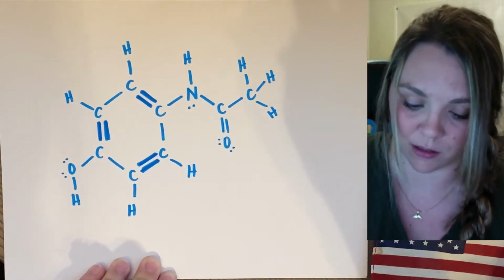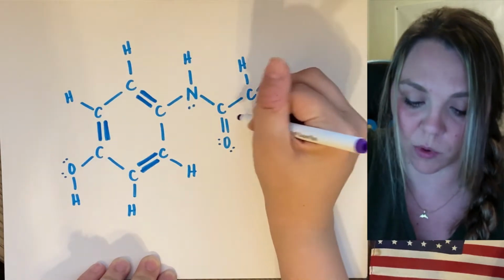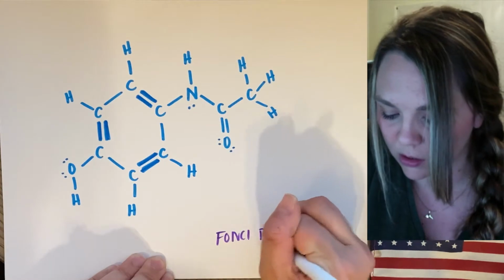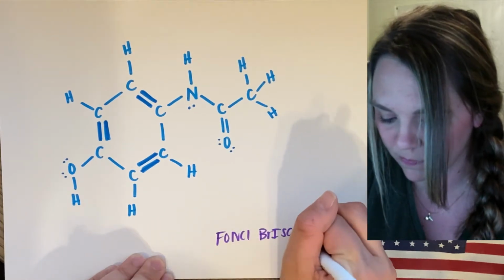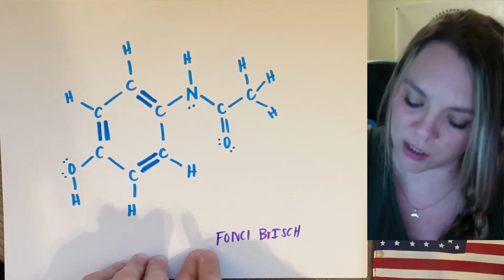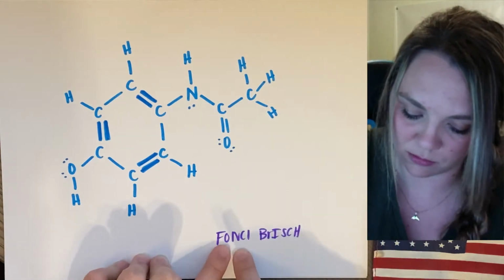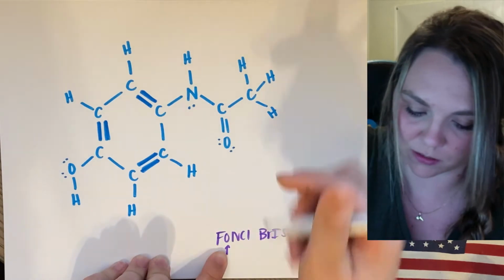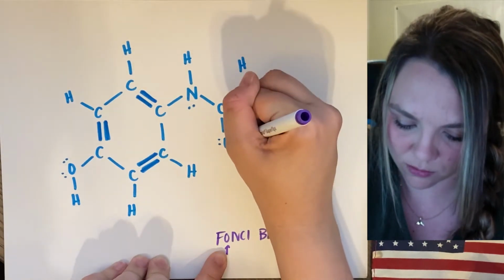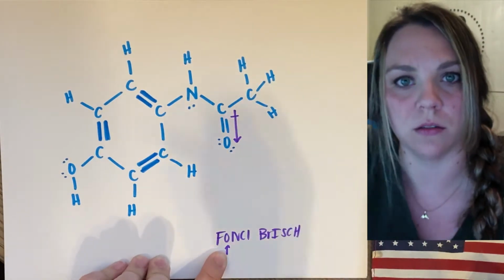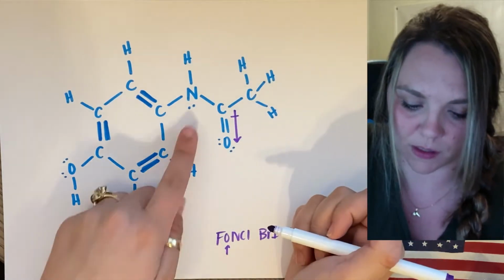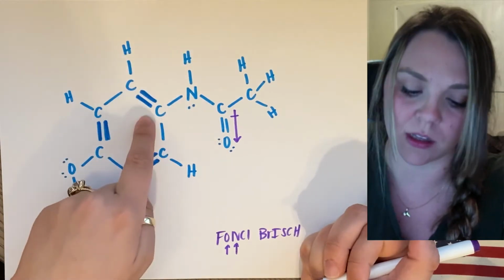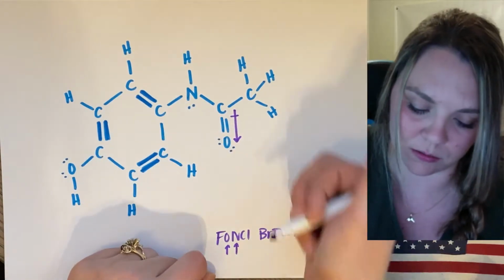Okay, so oxygen is more electronegative than carbon, right? Remember, Fonkel brush. Most electronegative is fluorine, on down. So oxygen, right here, is more electronegative than carbon, what it's bonded to. So I'll draw my little arrow. Nitrogen is more electronegative than the hydrogen and the carbon that it's bonded to.